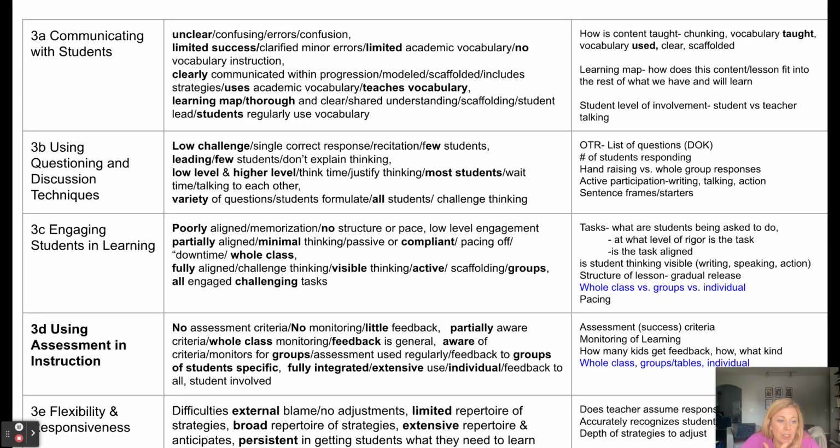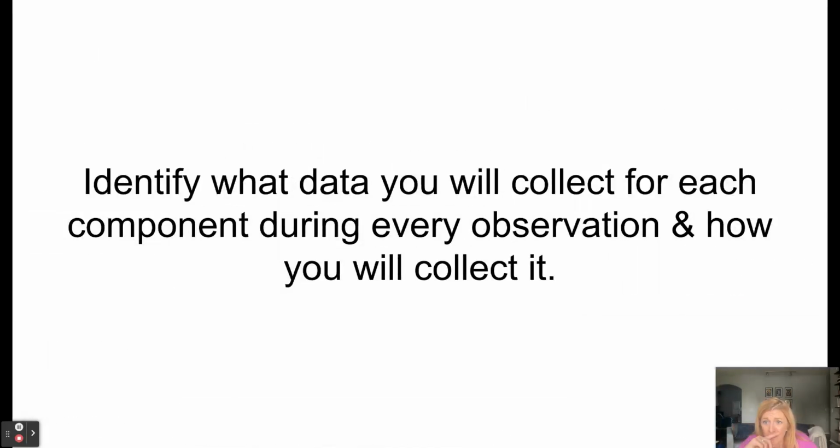So this is my cheat sheet for domain 3. This is absolutely everything. And it's very overwhelming, but it's everything. And I've done it enough. I've been evaluating for 13 years that I am pretty efficient in gathering data from all 5 of these components. But I want to practice what I'm teaching. So the first thing you're going to do is identify what data you're going to collect for each component during every observation and how you will collect it. So you're going to be doing this for the opposite domain that you did last week.